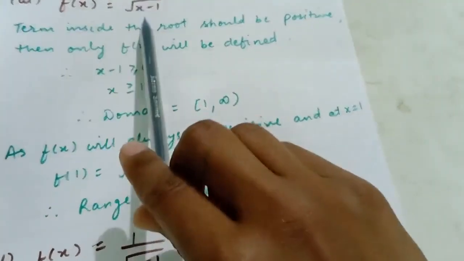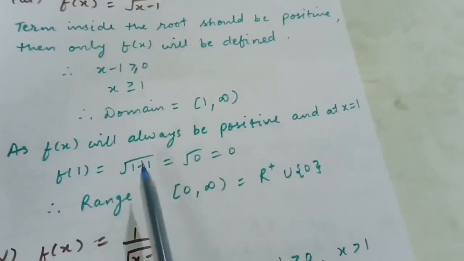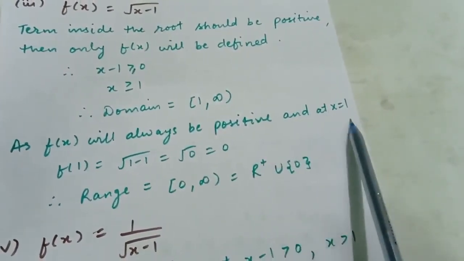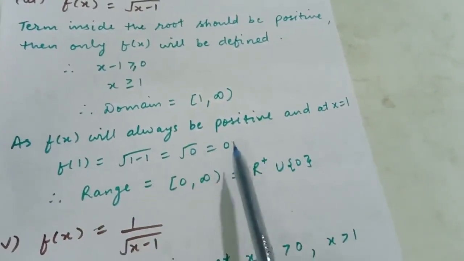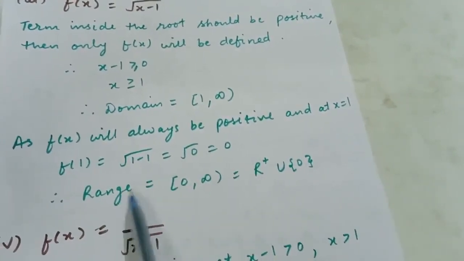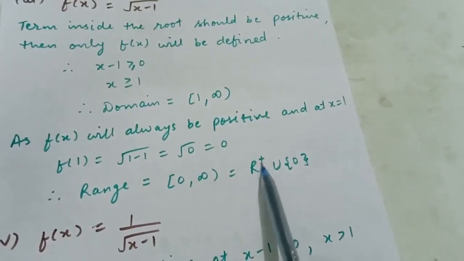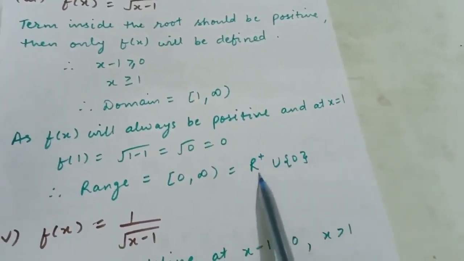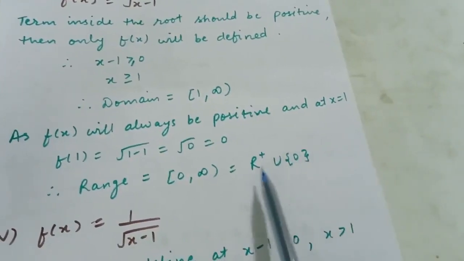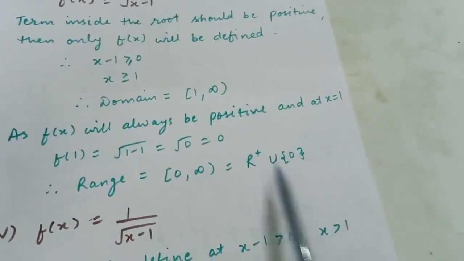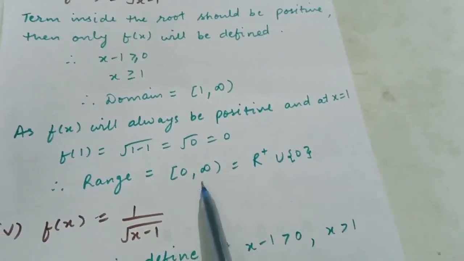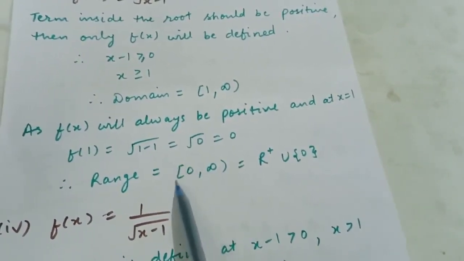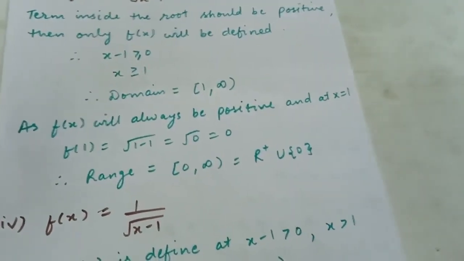As f(x) is √(x - 1), all the values of f(x) will be positive. Also at x = 1, we check f(1) is 0. So the range will be all positive real values union 0, because R+ does not include 0. So we take the union with 0, or we can write it as the interval 0 to infinity, and 0 is included, therefore a square bracket.